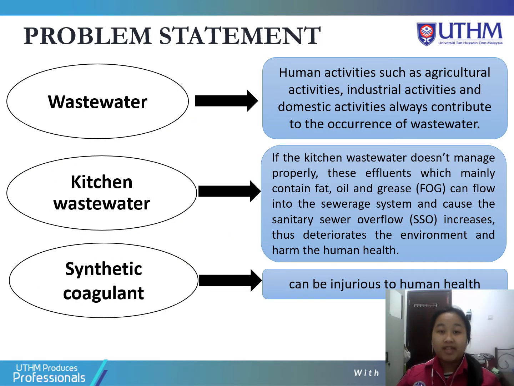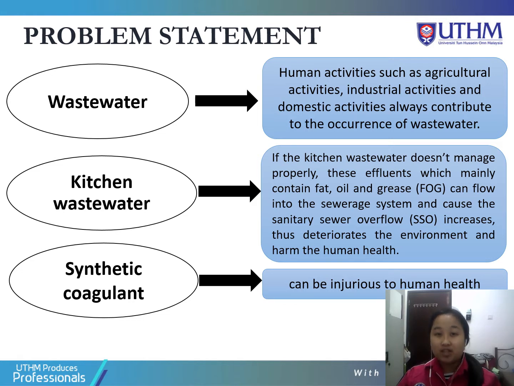In the problem statement, there are three elements that have been highlighted. First, wastewater, second, kitchen wastewater, and third is synthetic coagulant. Wastewater is caused by human activities such as agricultural activity, industrial activity, and domestic activity.